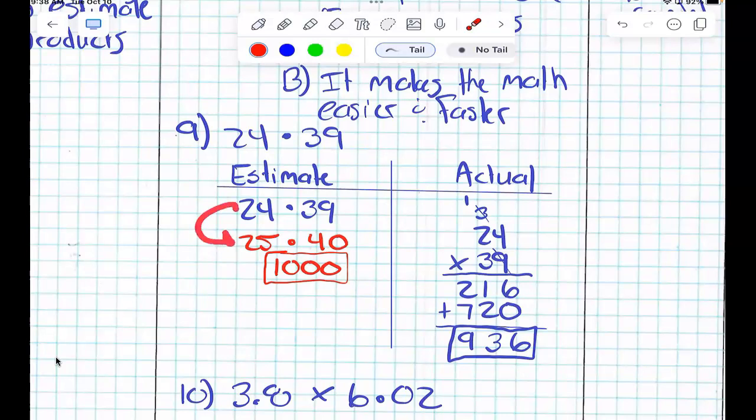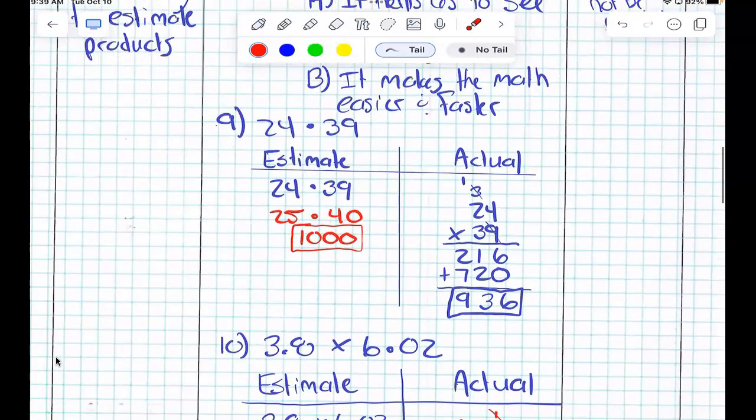Would you say that 24 and 25 are pretty close to each other? Yes. Would you say that 39 and 40 are pretty close to each other? Yes. And would you say that 25 times 4 are 2 numbers that kind of work well together when multiplying? Yes. What is 25 times 4? 100. So we wrote down our 100, but we have this extra 0 here, right? And so we put the extra 0 at the end, so it's 1,000, yes? Does that make sense? Is 1,000 pretty similar to our actual answer of 936? Yes. 1,000 and 936, so they seem pretty compatible, right?